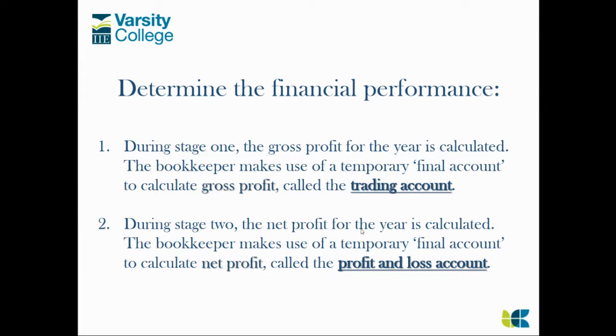All right. Then during stage 2, the net profit is calculated. The bookkeeper makes use of a temporary final account. Again, so we see another final account. But this account is now to calculate net profit. And what is this account called? It's called the profit and loss account.